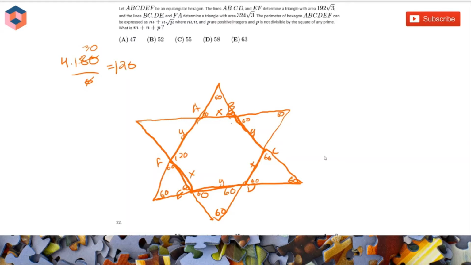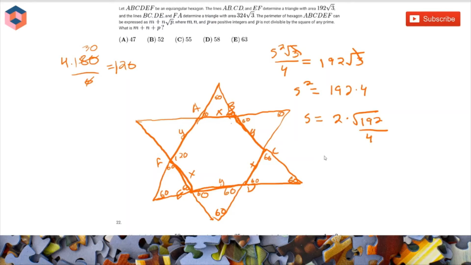So now we can apply the area formula of an equilateral triangle, which is s squared times the square root of 3 divided by 4, where s is the side length. For triangle number 1, s squared times square root of 3, divided by 4, gives us 192 square root 3. The square root of 3 cancels out, s squared gives us 192 times 4, and s gives us 2 times the square root of 192. The square root of 192 we can divide by 4 to get 48, divide by 4 again to get 12, and again to get 3. Basically, 192 is divisible by 64, which is the square of 8. So we get 2 times 8 times the square root of 3, or 16 times the square root of 3.